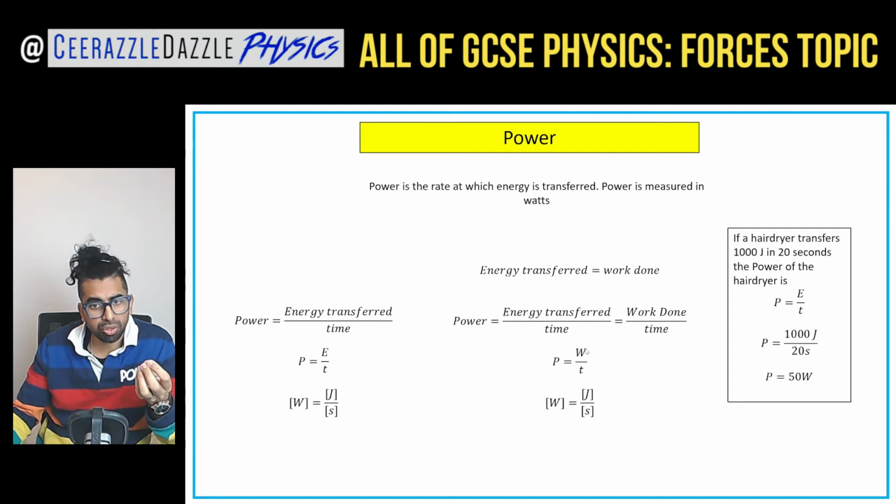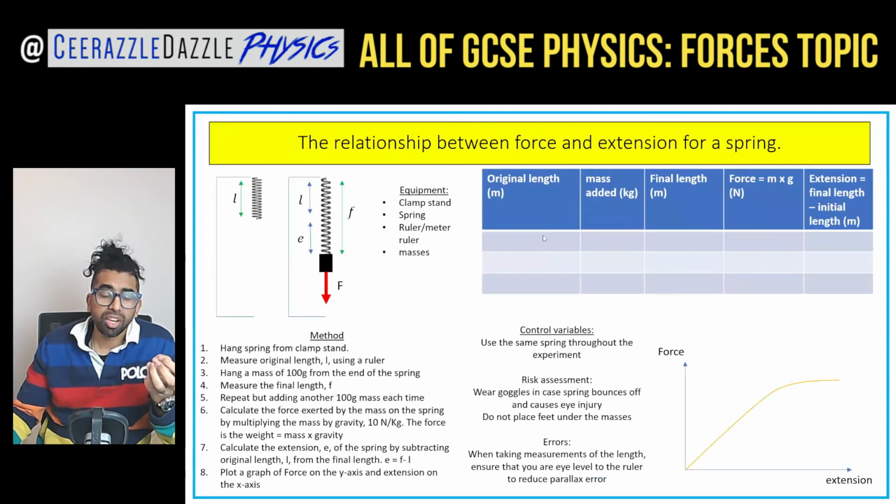So power is equal to W over T, where power is in watts, the work done is a measure of energy, therefore joules, and the time is in seconds. And on the right hand side over here, you can see I've got another example. The relationship between force and extension of a spring. Right, so this is a simple practical that you should be aware of.